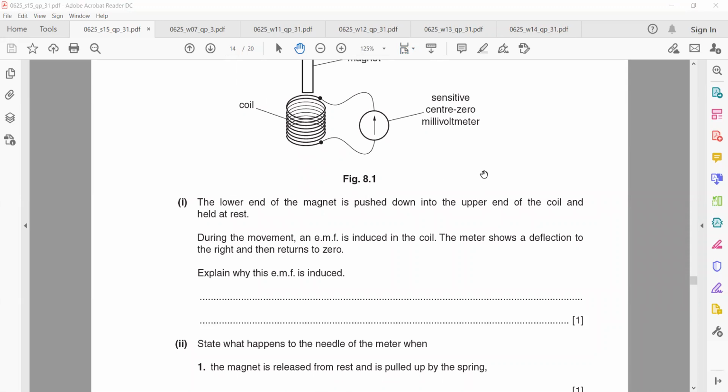Because there is a change in magnetic field, and due to the change in magnetic field there is an induced EMF. And why after some time does it return to zero? Because they mentioned we moved it downward and then we held it stationary. So there's a change in magnetic field as the magnet is moved, and the needle is deflected towards the right hand side.